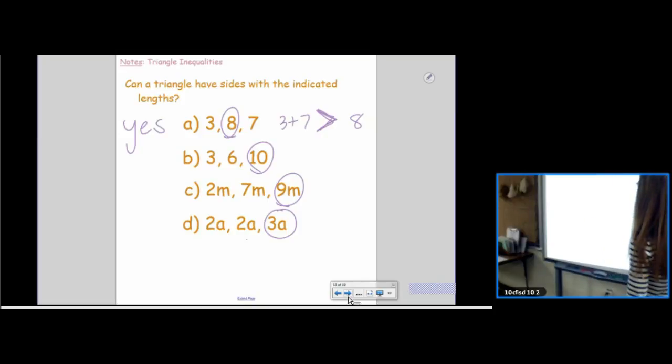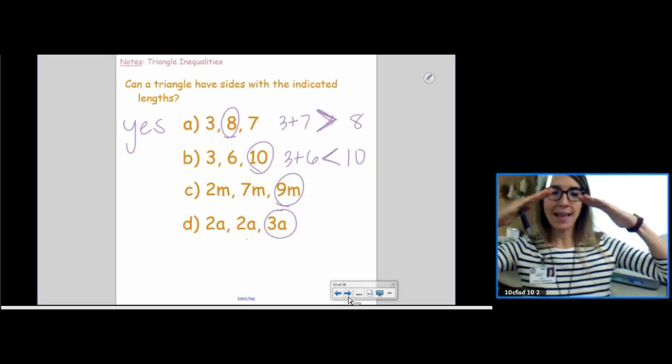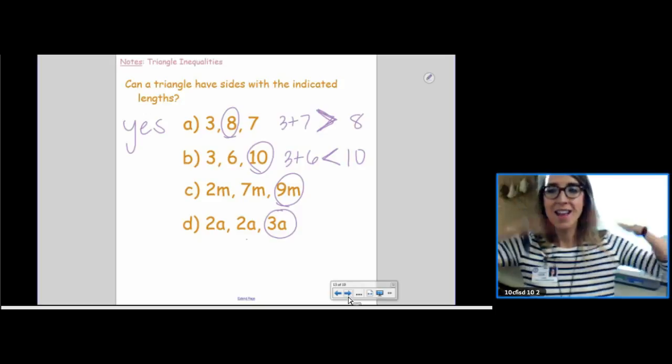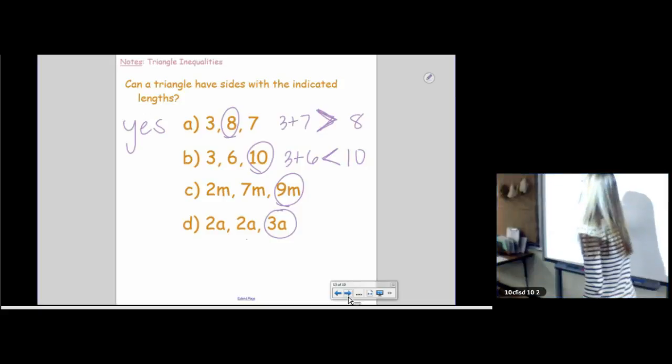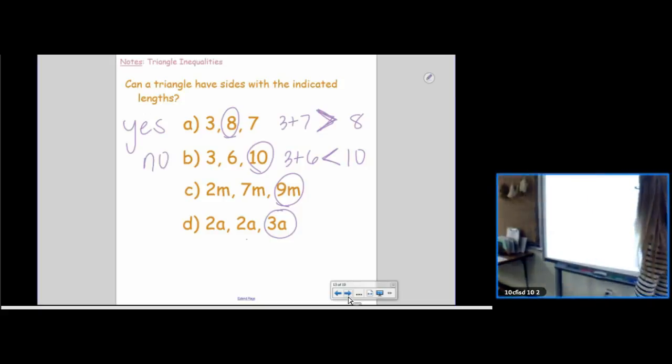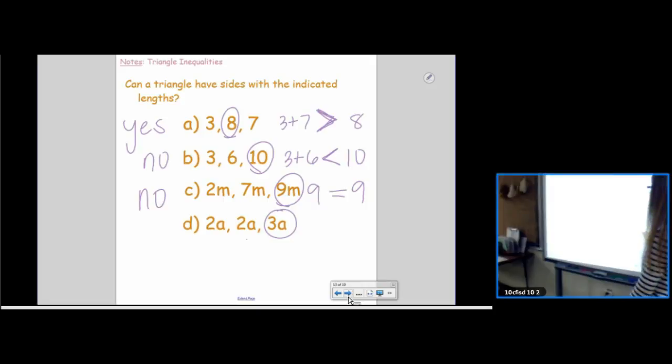But in this example, we've got 10, we've got 3 plus 6, that's 9. 9 won't reach. 3 is trying to reach to 6, but it has to span across 10, and 9 is not enough to reach, so there will be a gap. So no, there's no triangle created. 2 plus 7 is 9. 9 equals 9. That'll create a segment. It will not create a triangle.